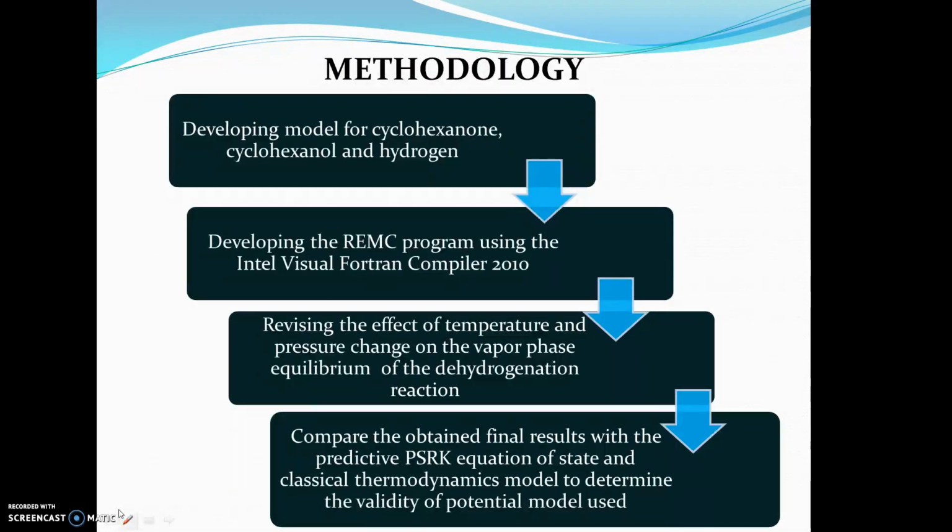Now to the methodology. The methodology begins where we will develop the model for cyclohexanol and hydrogen. Later, we will be developing the reaction ensemble Monte Carlo program using the Intel Visual Fortran compiler 2010 via coding. Then we will be revising the effect of temperature and pressure change on the vapor phase equilibrium of the dehydrogenation reaction, which is based on our research objective. And finally, we will compare the obtained final results with the predictive Soave-Redlich-Kwong equation of state and classical thermodynamic model to determine the validity of the potential model we developed earlier in our methodology.